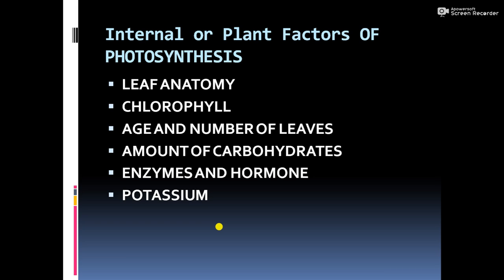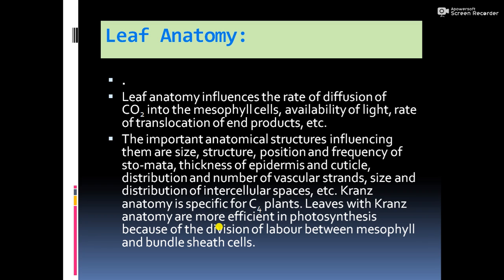We have talked about the external factors. Now the internal or plant factors of photosynthesis. These are as follows: leaf anatomy, chlorophyll, age and number of leaves, amount of carbohydrates, enzymes and hormones, potassium.